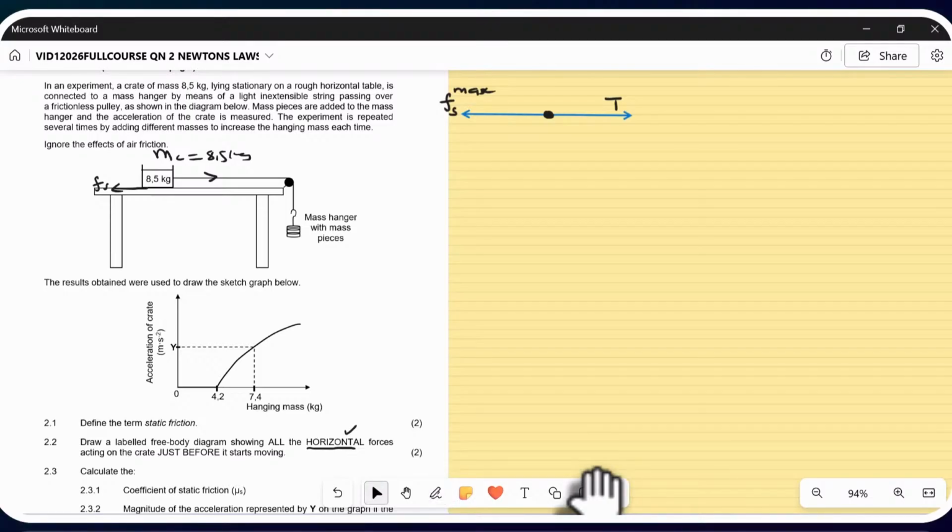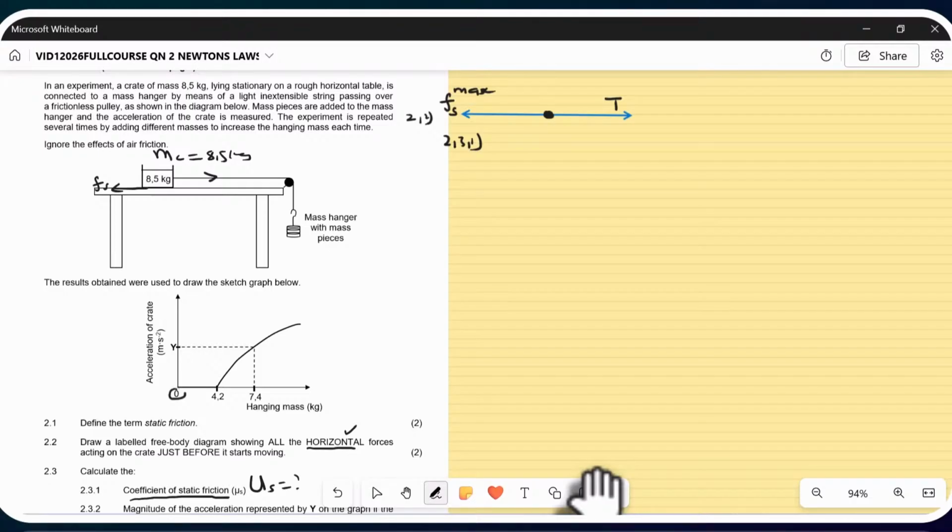Now here, 2.3.1. What do they want now? Let's find out. They say to calculate the coefficient of static frictional force. That is our mu s. Now understand, before the crate moves, from our hanging mass, that is zero acceleration.